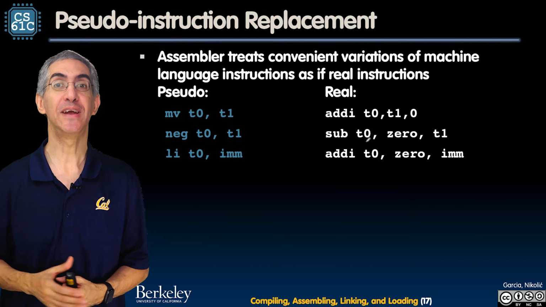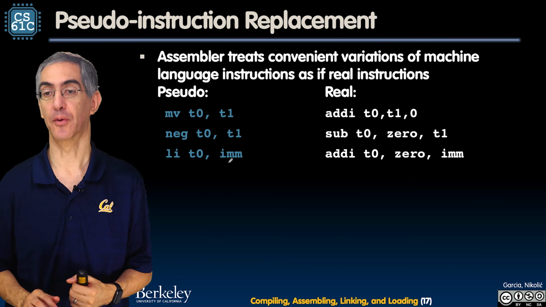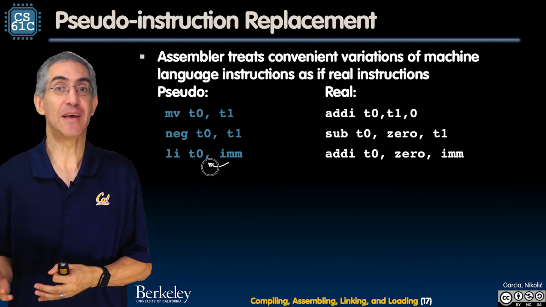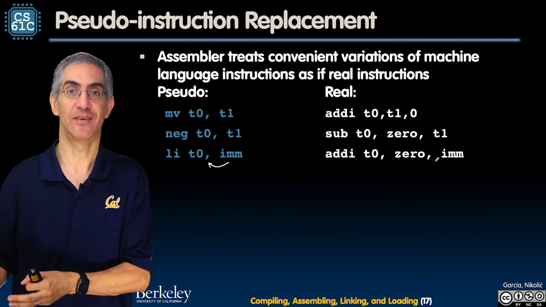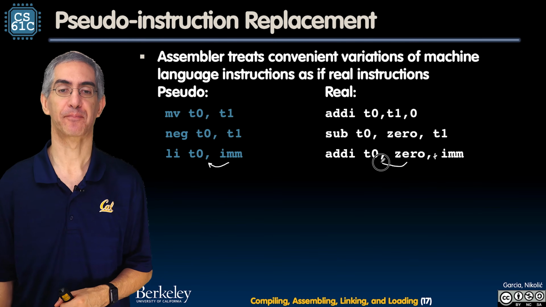Next, load immediate, li. That says load this immediate and directly put it into t0. Now you can realize that that's the same as saying addi immediate to 0 and then put in t0, but it's kind of nice to have just load immediate directly.